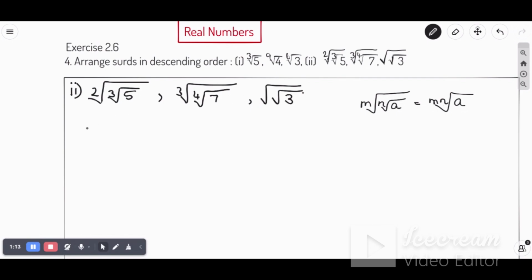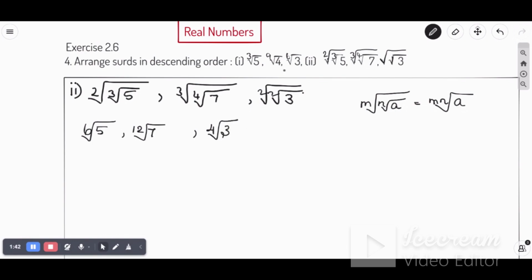Okay. So using this, let us write for all this. First one will be 2 into 3 is 6. So 6th root of 5, and that will be 3 4s are 12, 12th root of 7, and the next will be this. Do you remember what is this? If nothing is given, it is the square root, right? So that will be 2 2s are 4, 4th root of 3.